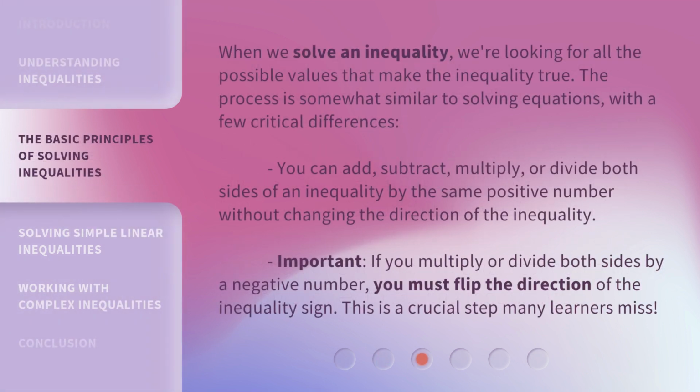When we solve an inequality, we're looking for all the possible values that make the inequality true. The process is somewhat similar to solving equations, with a few critical differences. You can add, subtract, multiply, or divide both sides of an inequality by the same positive number without changing the direction of the inequality. Important: if you multiply or divide both sides by a negative number, you must flip the direction of the inequality sign. This is a crucial step many learners miss.